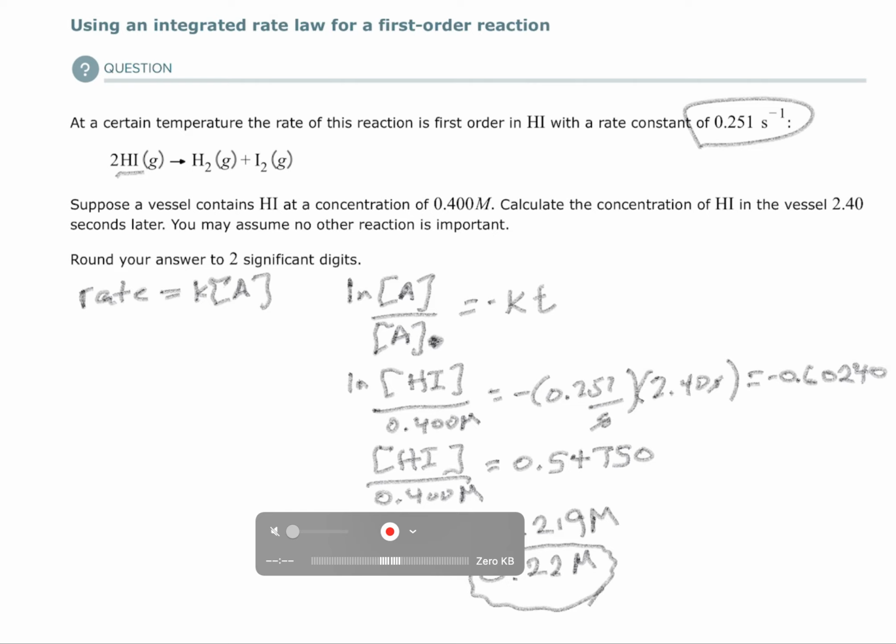I wouldn't call it easy, but it is, as long as you know what the equation is and you know how to get rid of a natural log, I think you'll be okay.